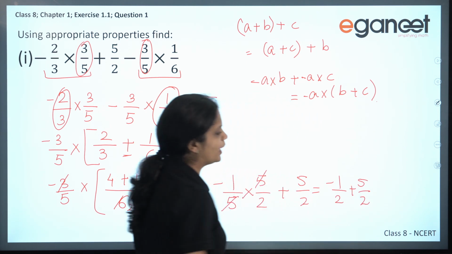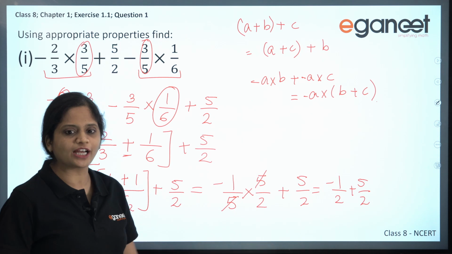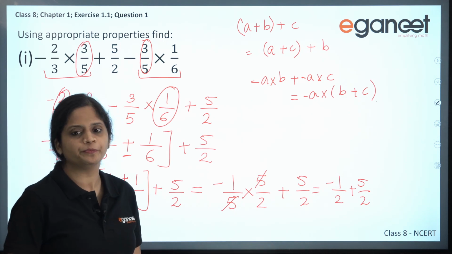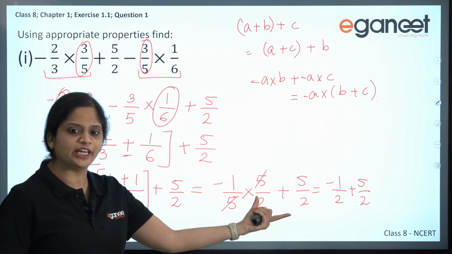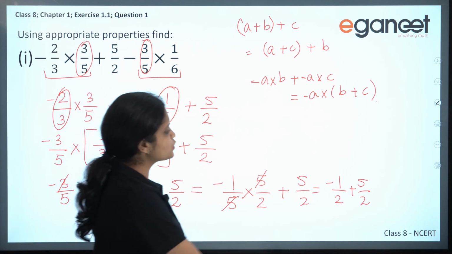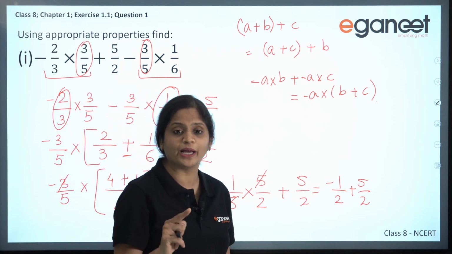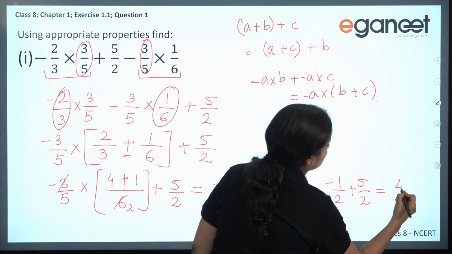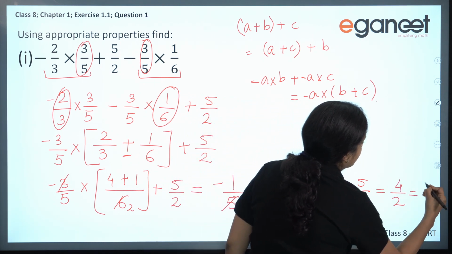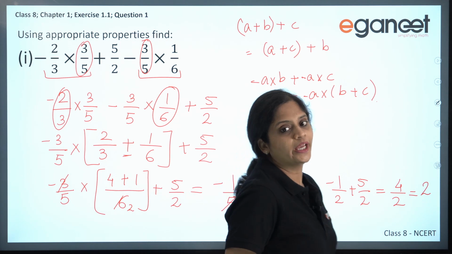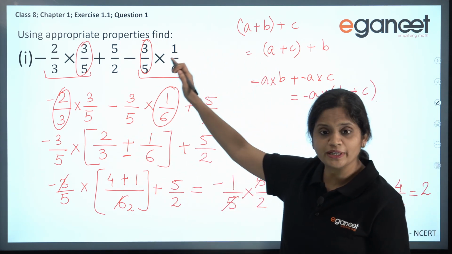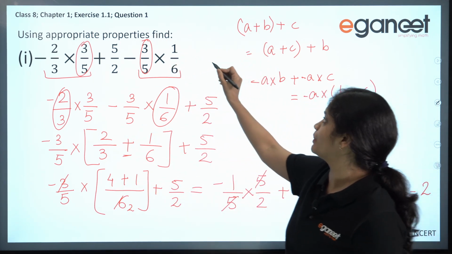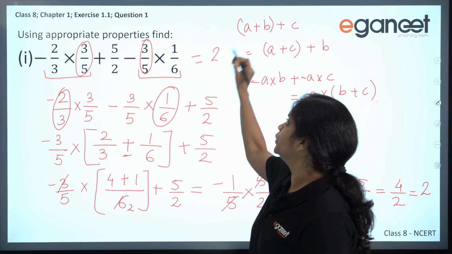Very simple. Why? Because these are like fractions. In like fractions, what do we do? We add the numerators, and the denominator remains the same. Minus 1 plus 5. Adding a minus 1 to plus 5 gives you a plus 4, and hence you get 4 by 2, which is nothing but equal to 2. Hence, using the properties, we found that this expression is equal to 2.